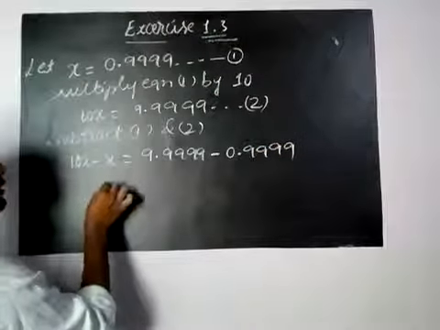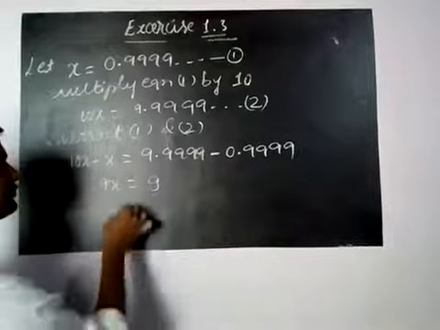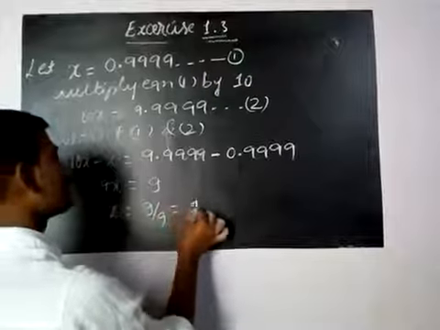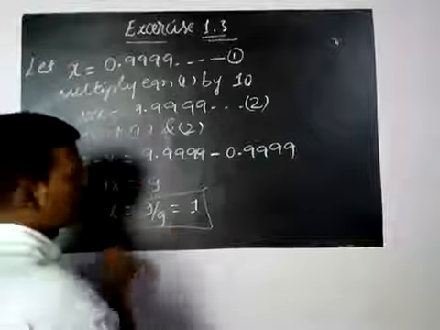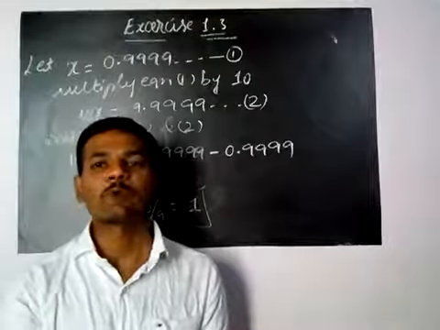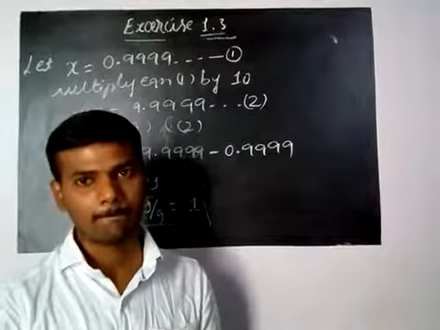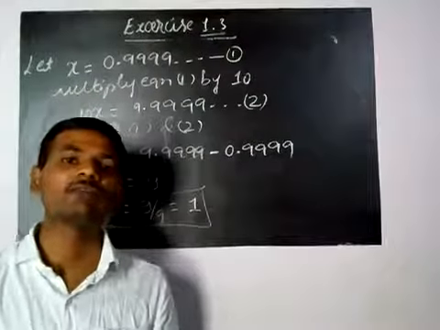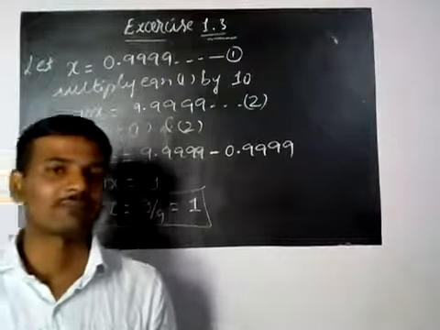10x minus x is 9x, this is equal to 9, and x is equal to 9 by 9. 9 by 9 means it is 1. So the wonder is 0.9999 infinity is approximately equal to, or infinitely equal to, 1. Okay, 0.999 is nearly equal to, or infinitely equal to, 1. So this is the surprise you will get.